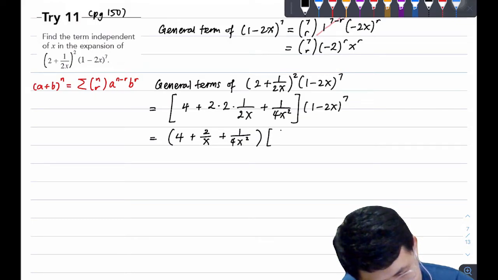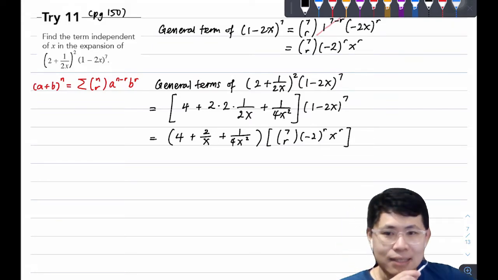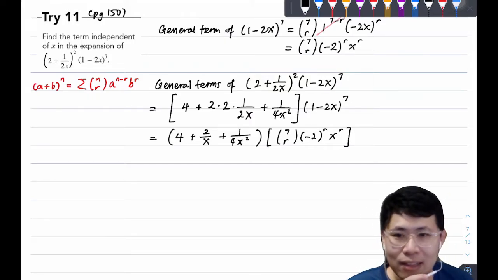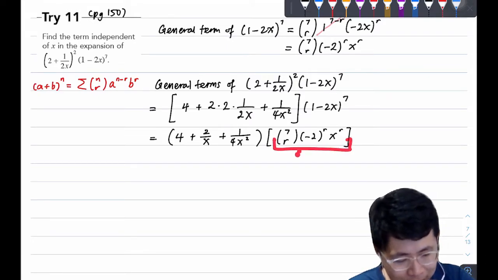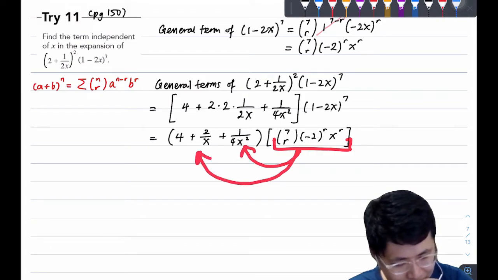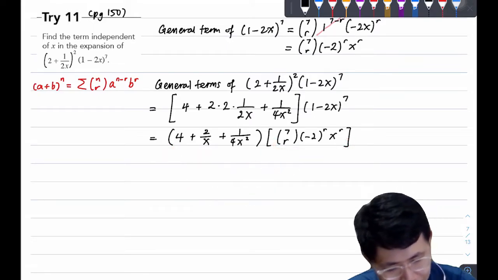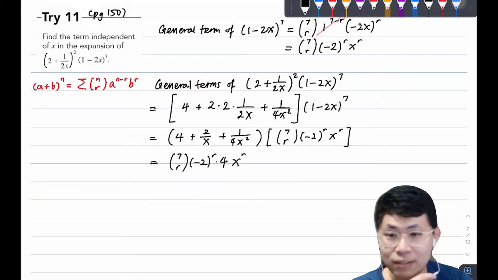Replace this with 7 choose r of (−2)^r times x^r, like this. Now let me expand one by one because this is one full term, correct? Let me expand this one, this one, and this one. Do you see how I expand? The first one times 4 will give me 7 choose r times (−2)^r times 4 times x^r, like that.